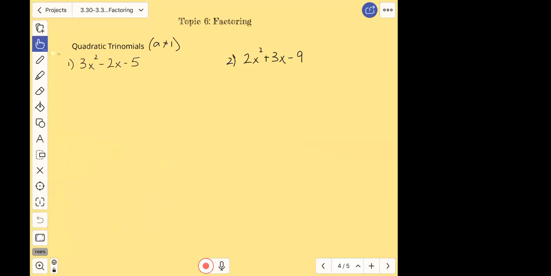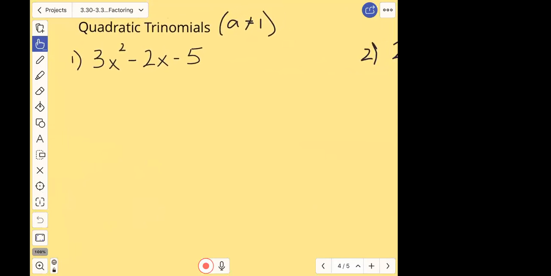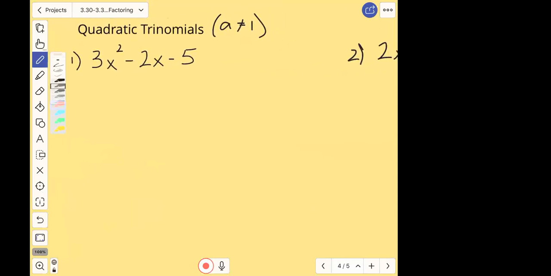Okay, so the first thing we want to do is A times C. So we want 2 numbers that are going to multiply to give us negative 15, A times C, and that are going to add to give us negative 2. So this is my symbol for multiplying to negative 15, and then adding to give us negative 2, the middle value.